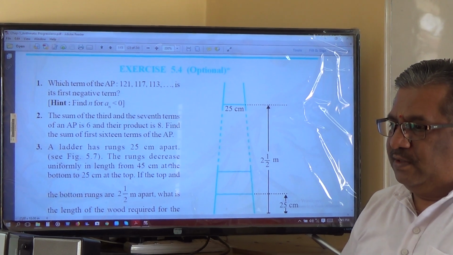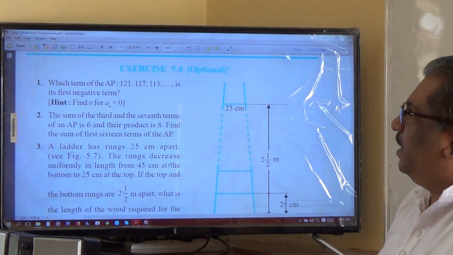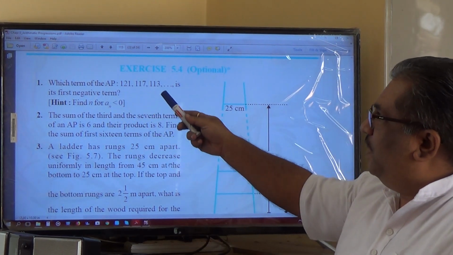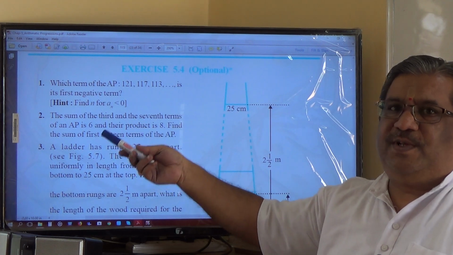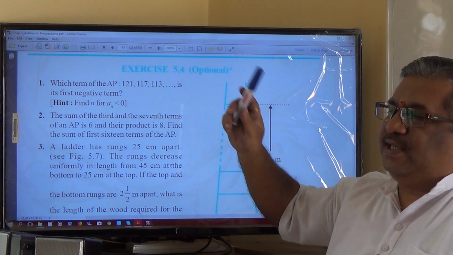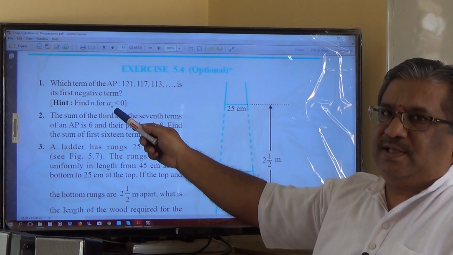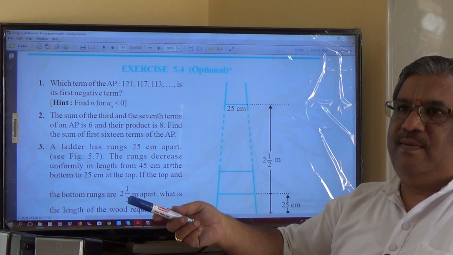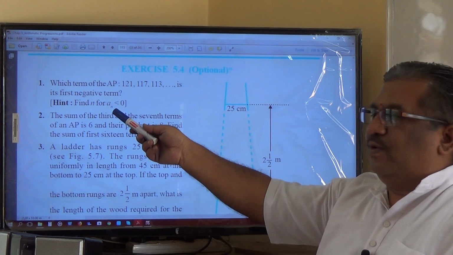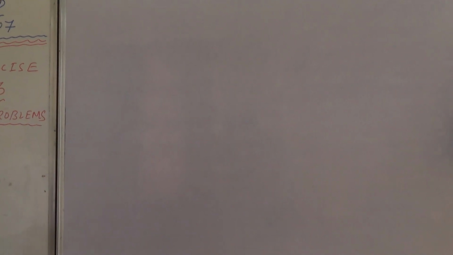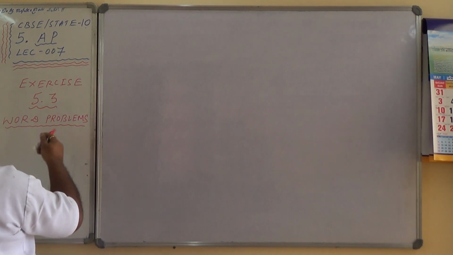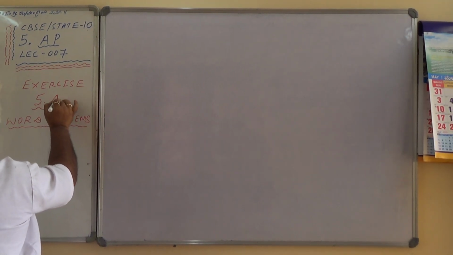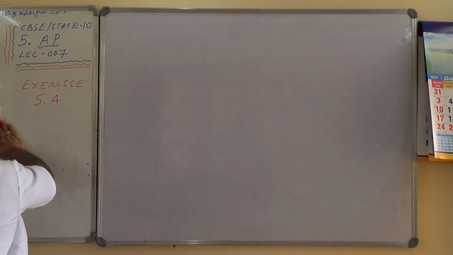So let us start with exercise 5.4, optional numericals. First one: which term of this AP is the first negative term? Let the first negative term be the nth term. If it is a negative term, it should be less than 0, isn't it? So let the nth term be the negative term, an, and it should be less than 0. Let us try to solve this now.